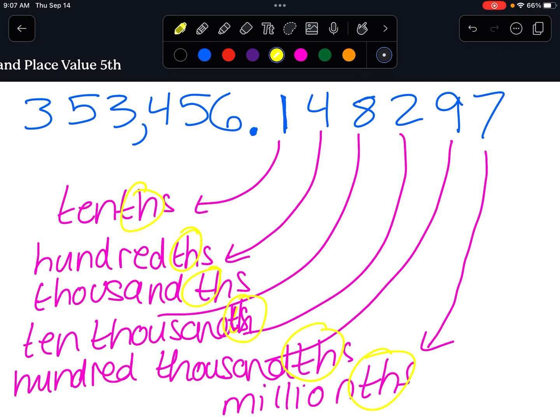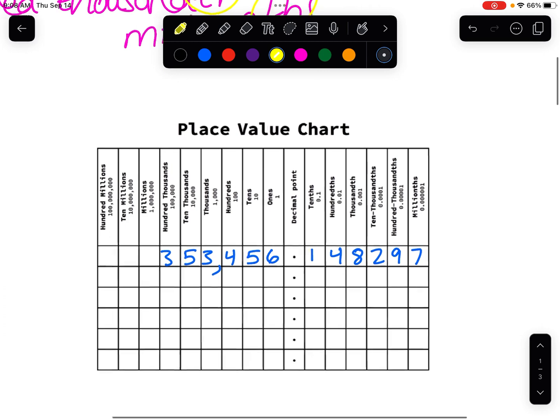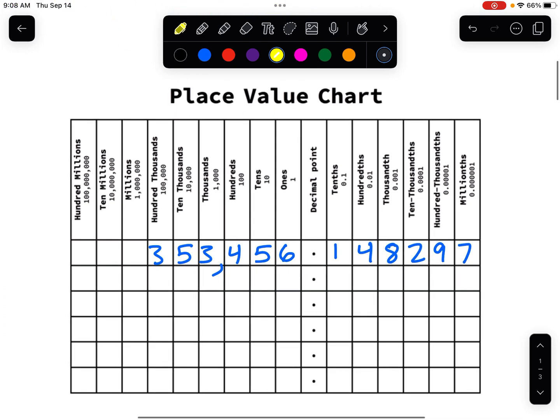So again, we're going to practice all of this and continue to gain a deeper understanding. The number immediately right of the decimal place is tenths, and from there, we just keep going up: tenths, hundredths, thousandths, 10,000ths, 100,000ths, millionths. Now I've taken that number and put it in this handy dandy chart. You all have dry erase boards with place value, and you also have a place value chart that I gave you last week.